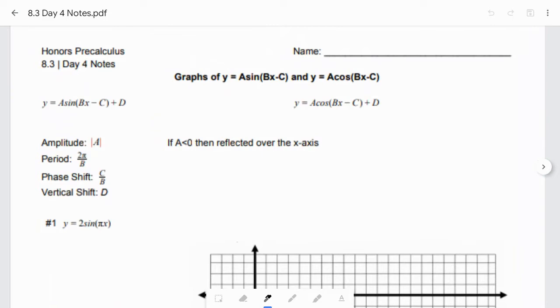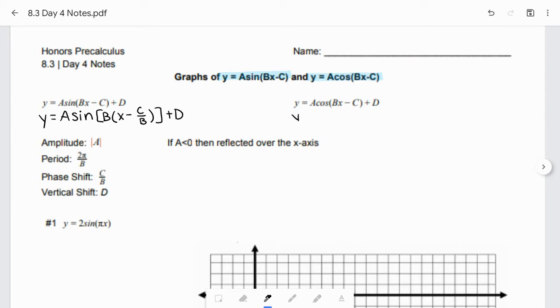So recall that graphs of sine are going to be written as y equals a sine of bx minus c, and graphs of cosine are y equals a cosine of bx minus c. But we are going to want to rewrite these when we see them. For sine and cosine, we always want to factor out the b. So I would rewrite this as y equals a sine, I factor out my b, so I am left with x minus c over b, and then plus d.